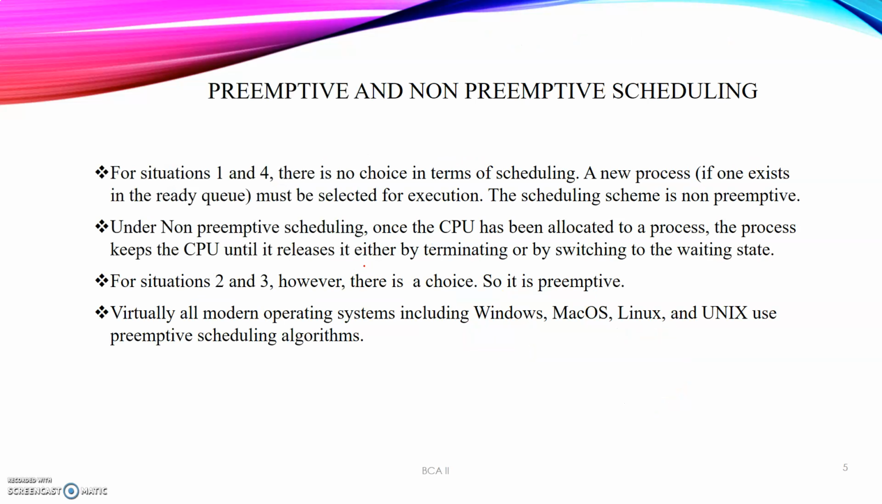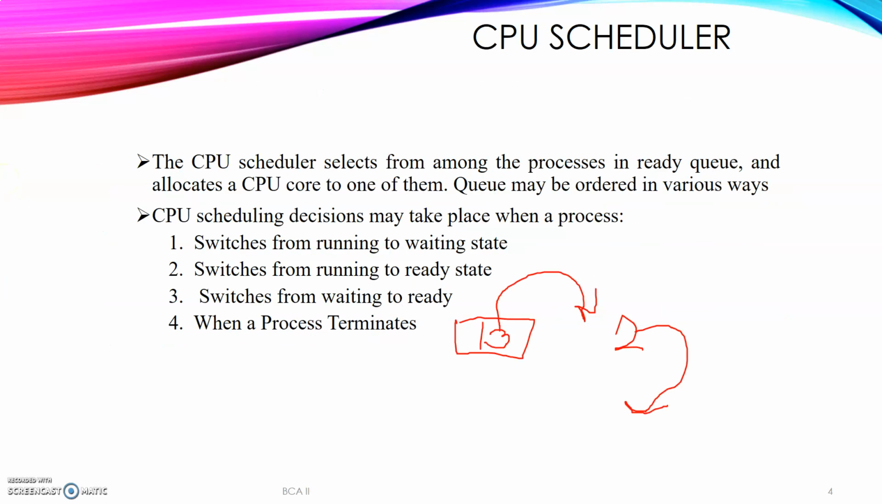So in these situations 1 and 4, there is no choice in terms of scheduling. If a new process exists in the ready queue, it must be selected for execution. There is no choice for the processor. When the CPU has no choice to select, that situation is known as a non-preemptive situation.